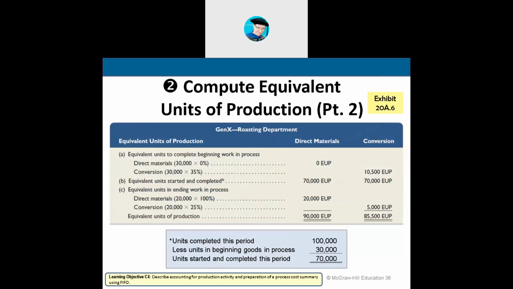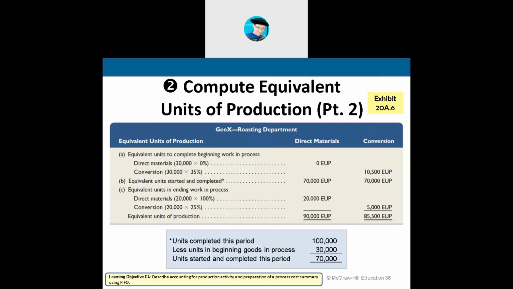Second step, find the equivalent units of production. As you know, the equivalent units of production are calculated by the number of units that are expected to be started and completed during the accounting period. In this example, it was 90,000. How did we get there? We have equivalent units to be completed from the beginning work in process. Materials was 0%, so 0. Conversion of 35% on the conversion side would be 10,500.